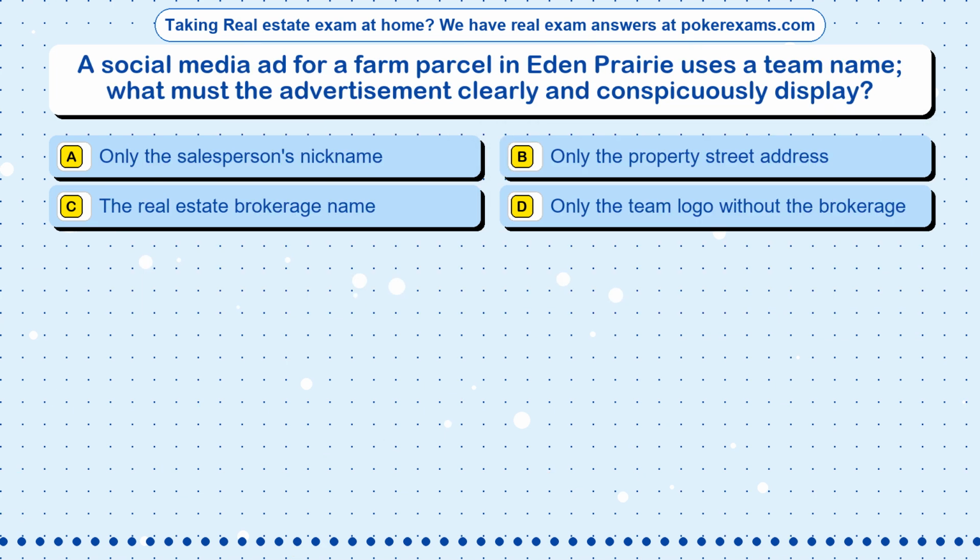Question 59. A social media ad for a farm parcel in Eden Prairie uses a team name. What must the advertisement clearly and conspicuously display? Option A. Only the salesperson's nickname. Option B. Only the property street address. Option C. The real estate brokerage name. Option D. Only the team logo without the brokerage.